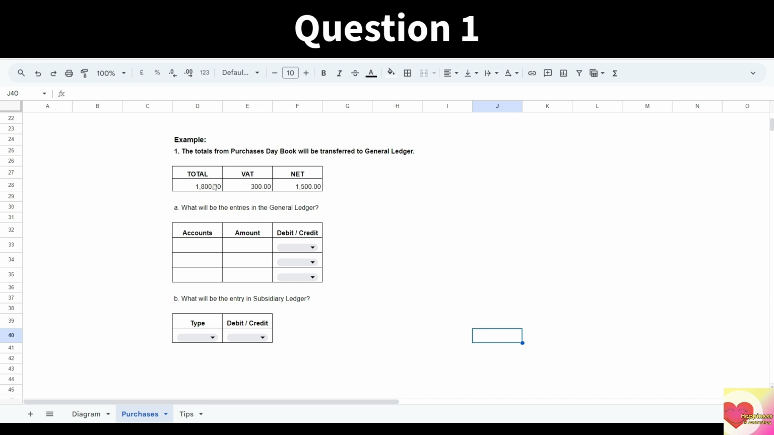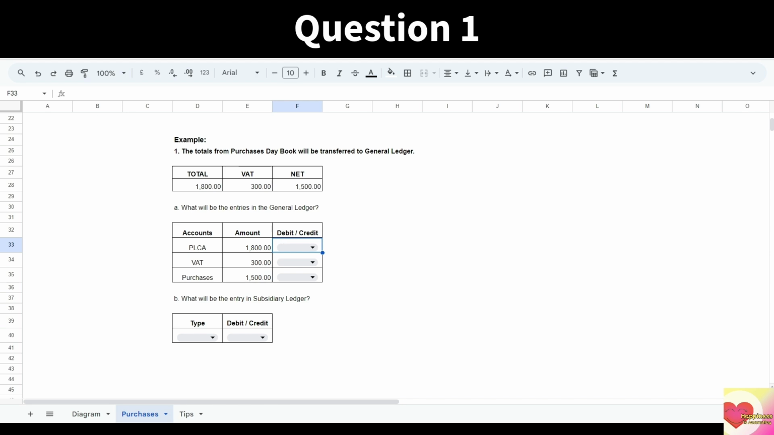First, the total of the total or gross column will go to PLCA, or Purchases Ledger Control Account. Why? Because this is the total amount of our payables, or the amount that we are going to pay to our suppliers. Next, the total of the VAT column will go to VAT account, and last, the total of the net column will go to purchases account. Then let's transfer the amounts. Then let's find out whether they either go to debit or credit.